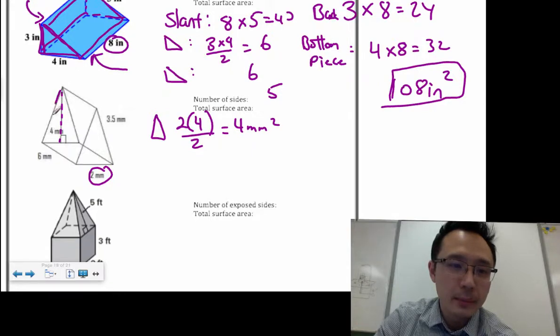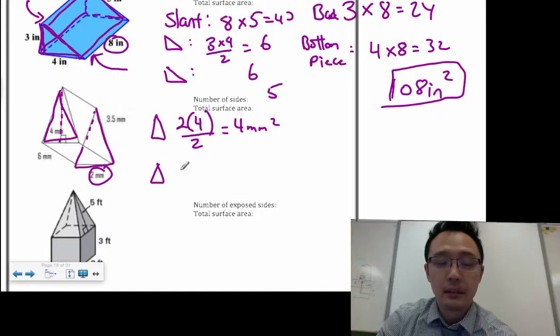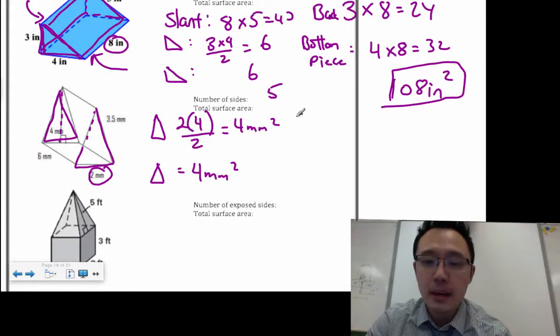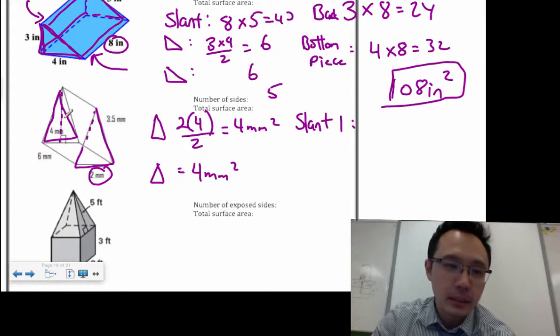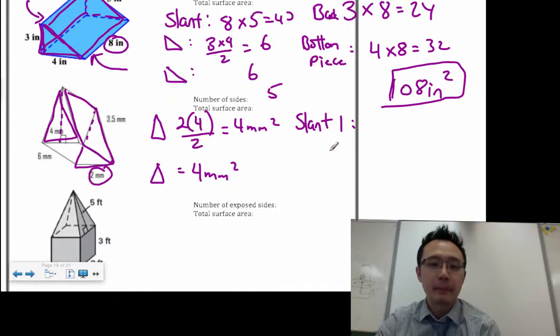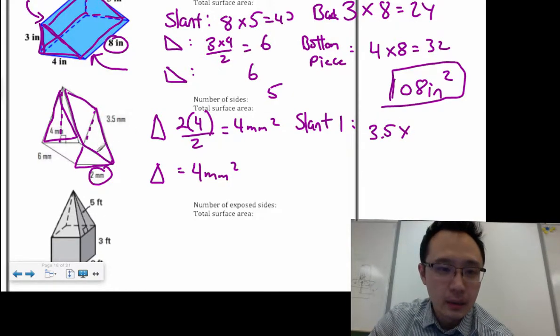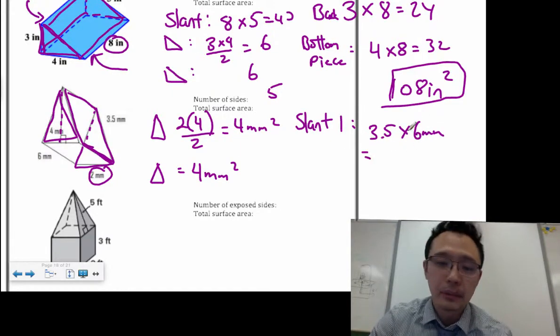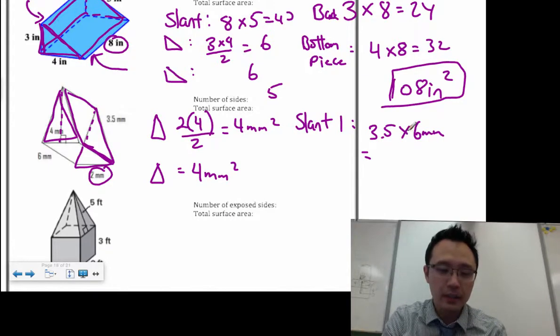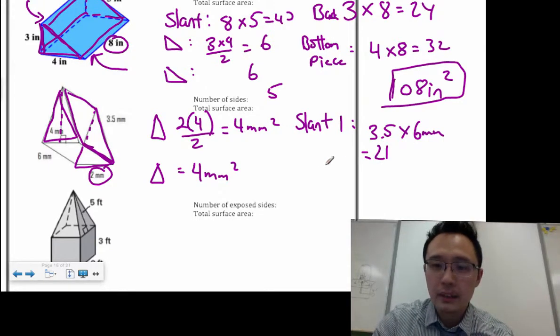If I have this back triangle, then basically it's the same as the front triangle because they're exactly identical. So I don't have to do math anymore. Now, what about my slant? My slant 1 is going to be this rectangle over here. So it looks sort of a diamond shape, but then it's still a rectangle. What are my dimensions? I have 3.5 times, what is my base here? 6 millimeters, and multiply this. So 3.5 times 6 is 21. And slant 2 is exactly the same, so that's going to be 21 as well.